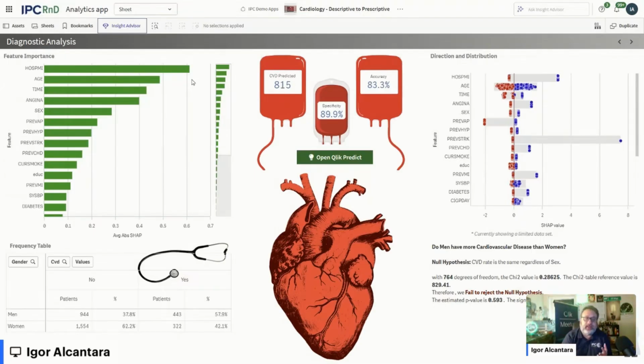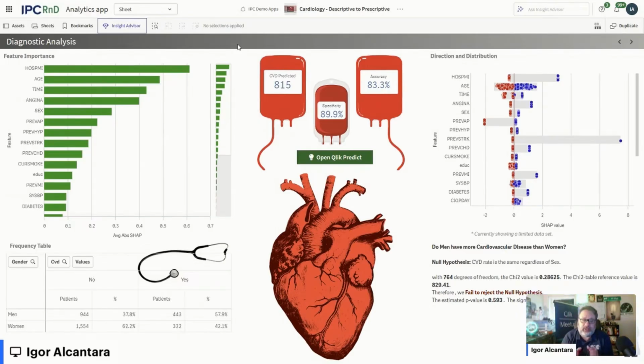This could be customer journey. This could be something regarding HR, supply chain, manufacturing. This could be applied to many different industries. I picked healthcare because I think it's a simpler example to explain and understand. All right, so we have this number of people predicted to develop cardiovascular disease with certain probability. But what does it actually mean? Hospitalization is number one. It means that with more hospitalization, you have a higher chance. Less hospitalization, you have a lower chance, or the opposite.